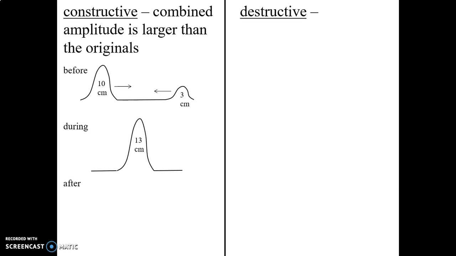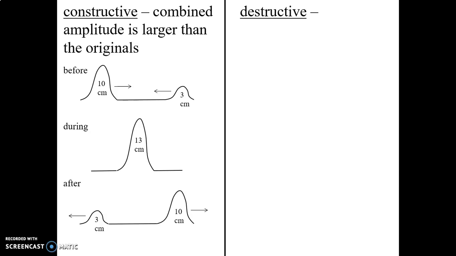Now in the after picture, go ahead and draw what you think happens there. This is the whole idea. They pass through each other as if they never even met. And so the 3 centimeter pulse continues on its way, and the 10 centimeter pulse continues on its way. Here we do put the arrows because we are showing what happens afterwards, that they are in motion.